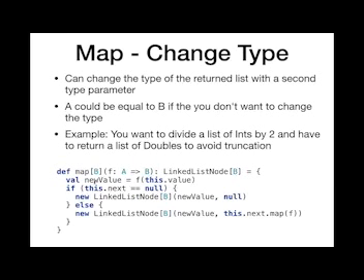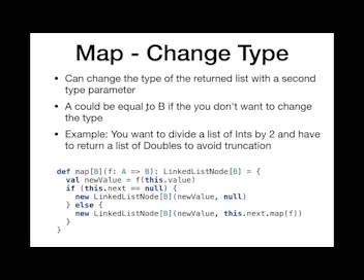The Scala built-in list does it this way. Map itself takes a type parameter. A is the type parameter of the list itself. If I have a list of ints, A is going to be int already. That's determined before I call map. But when I call map, I can have a second type parameter, which is the type that I'm returning, and then give it a function from A to B and return a new linked list of type B.